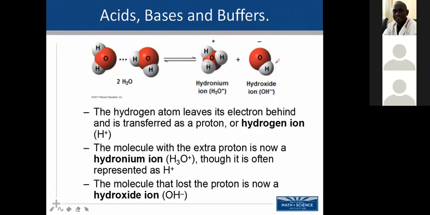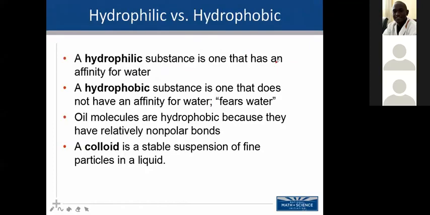Okay, so affinity is liking. It simply means it likes water. A high affinity simply means it likes water. It easily attracts to water. A low affinity means it does not attract to water. So when we say affinity, we are talking about liking. If a molecule is hydrophilic, it means it likes water. If it's hydrophobic, it means it fears water. Just like you say phobia, you have a phobia for heights, it simply means you fear heights.